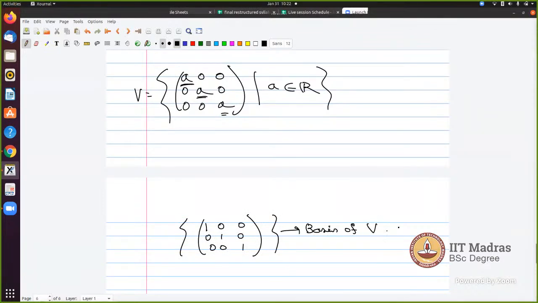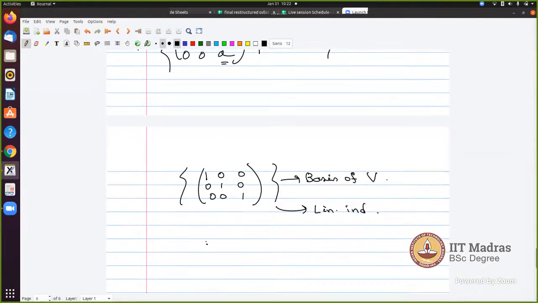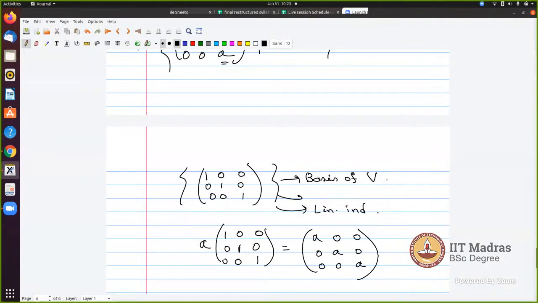And I am claiming this is the basis of V. Why? For a basis, this has to be linearly independent and has to span the whole vector space, correct? So is this set independent? This is a singleton set, right? So obviously this is linearly independent. And does it span the whole vector space? Yes, because if we take scalar multiples of this, it will give me the general form of this scalar matrix. So this spans V. Linearly independent and spanning V means this forms a basis.